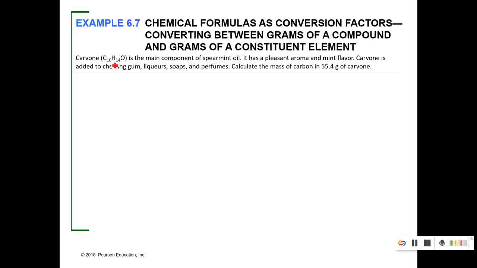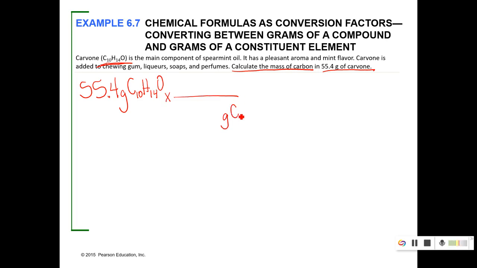Okay, so this is a big compound, C10H14O, carvone. They give us the mass of carvone and they want the mass of carbon. So we're going to start with our mass of carvone that they gave us. I'm going to write the compound out. I know that the mass of carvone has to go down here, and that's 1 mole of it. Again, it's always 1 mole as long as we're not in the mole ratio.